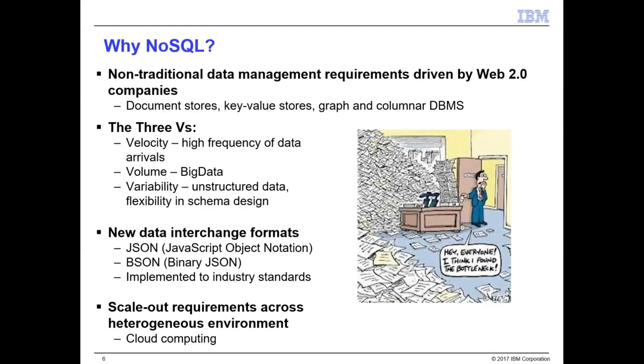We support both JSON, which is the visible data, and BSON, which is the binary JSON, and that's what you store things in. It's implemented to industry standards, JSON.org and BSON.org. Scale-out requirements across heterogeneous environments, cloud computing. Typically, this is where these things can be seen today and in increasing numbers.